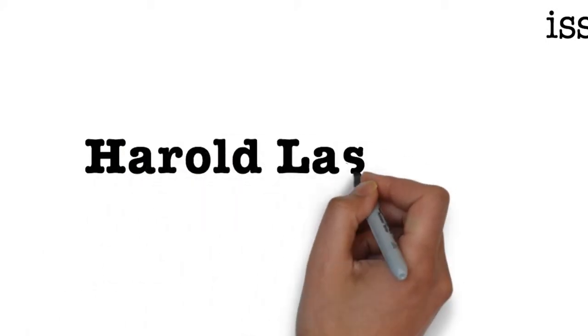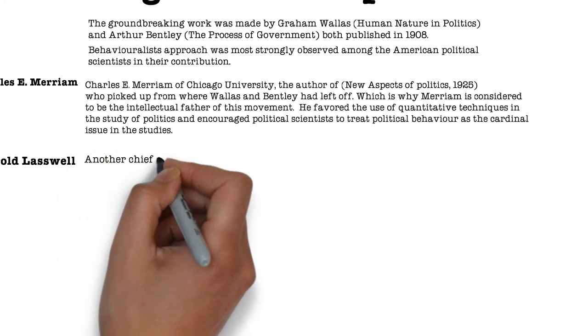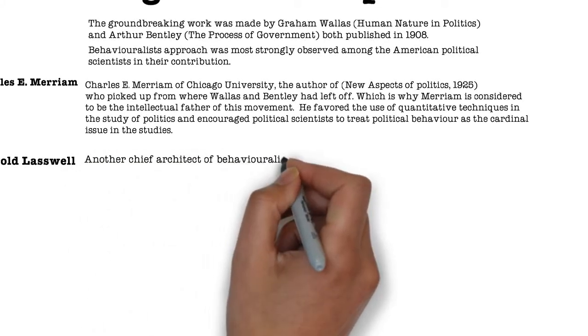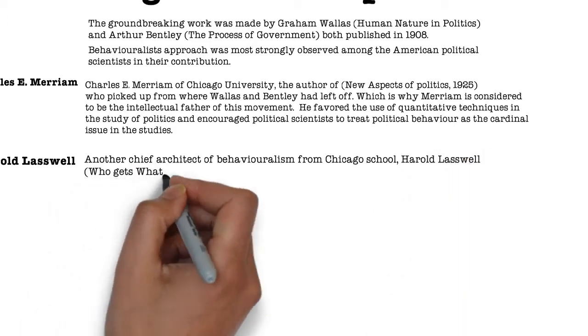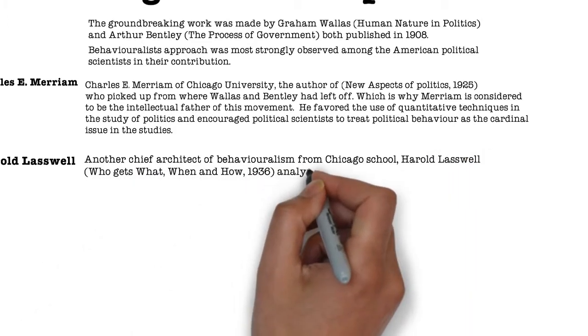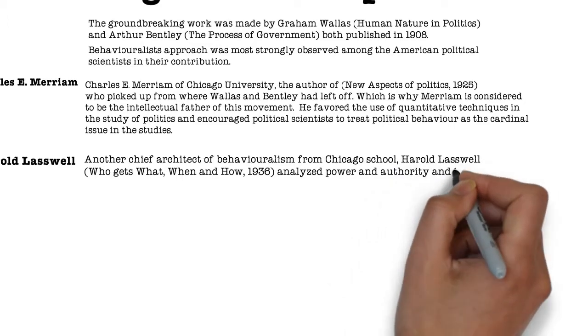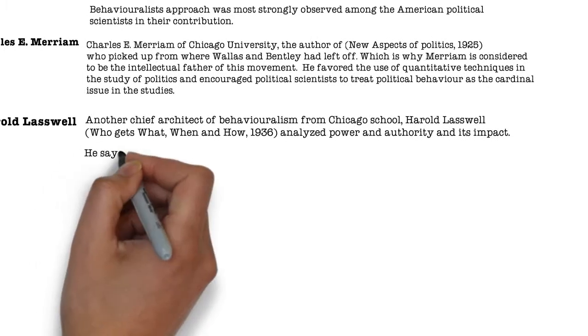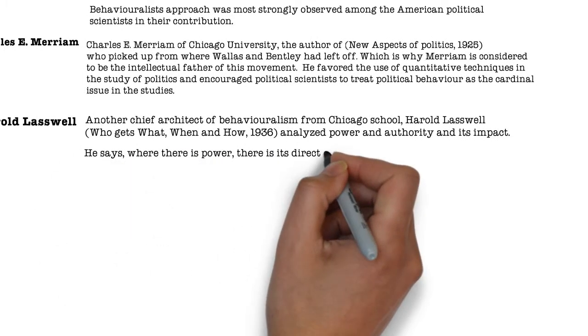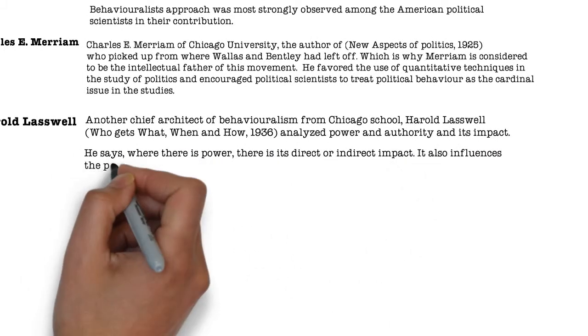Harold Lasswell. Another chief architect of behavioralism from the Chicago School is Harold Lasswell, who wrote Who Gets What, When, and How in the year 1936. He analyzed power and authority and its impact. He says, where there is power, there is its direct and indirect impact. It also influences the progress of history.